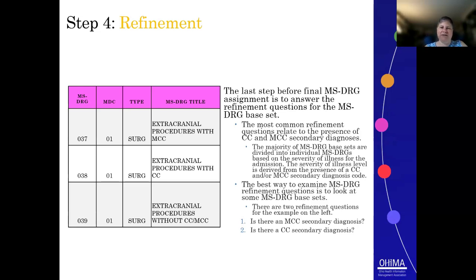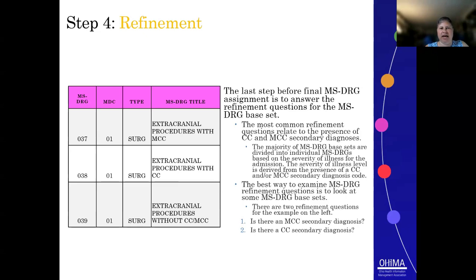Okay, so the majority of our MS-DRG base sets are divided into individual DRGs based on the severity of illness for the admission. And this classification system uses the CCs and the MCC secondary diagnosis codes to assign the severity of illness level. Okay, this is different than APR DRGs. This is how it's done in MS-DRGs. Okay, so I think the best way to examine MS-DRG refinement questions is to look at some of the base sets. And here's an example for you on the left.